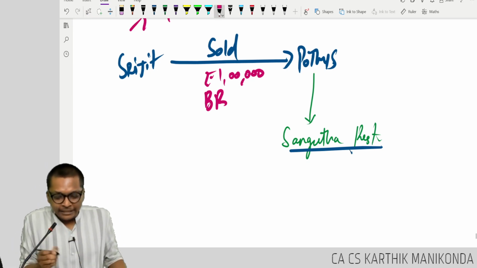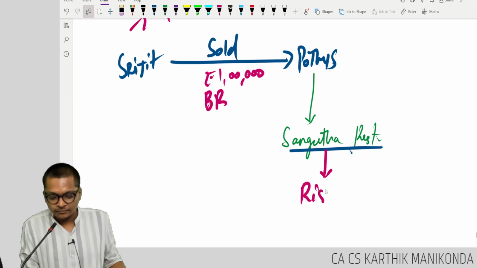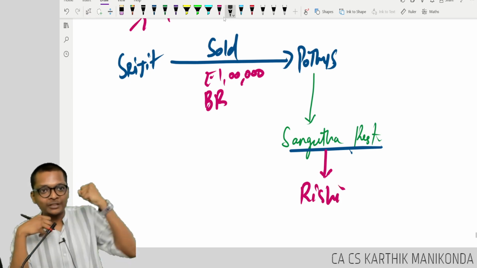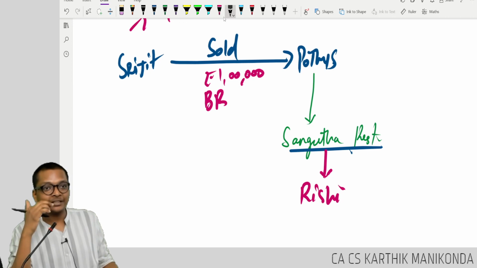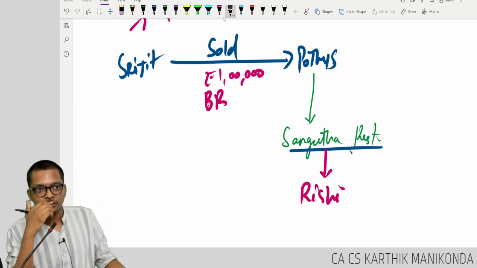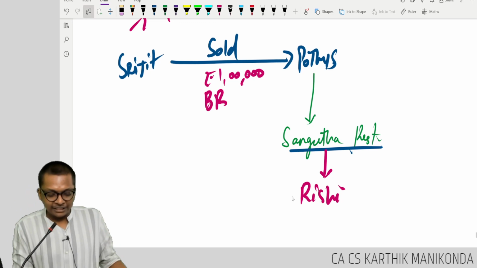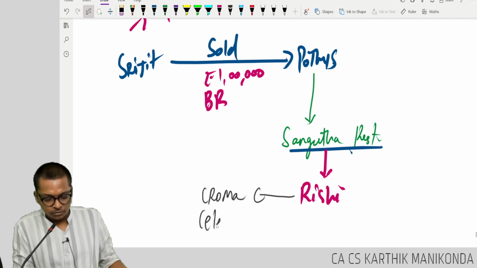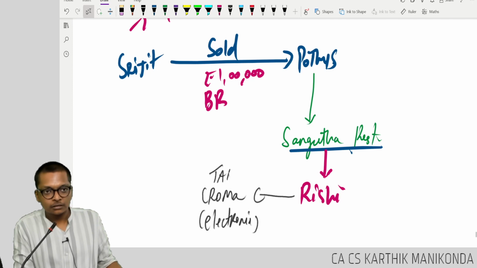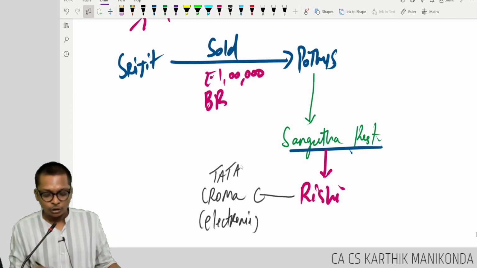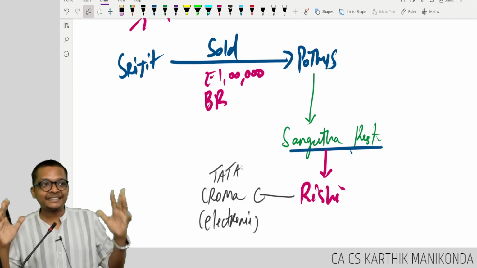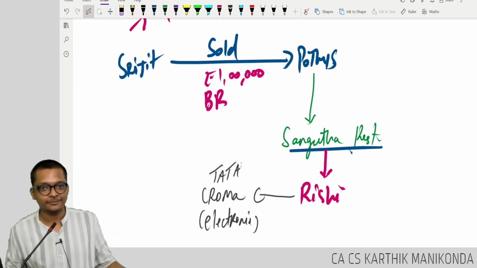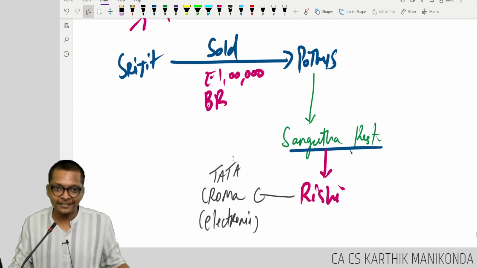One of the employees of Sangeeta restaurant is Rishi. What he did, he stole that bill, and now the bill is with Rishi. Now Rishi went to Chroma store. What is Chroma store? Electronics. Tata Chroma. Everybody is aware, not aware? At Chroma, you can buy electronics, fridge, TV. So Rishi went with the 1 lakh check. He purchased one 65-inch TV for his house for watching classes. So he purchased one Chroma TV for himself.